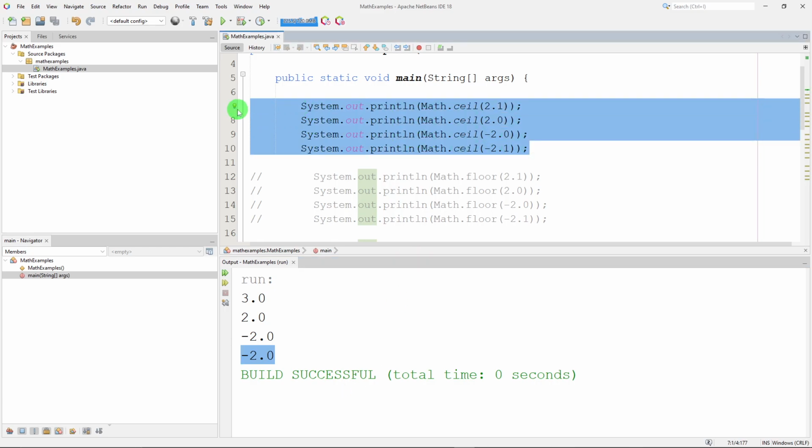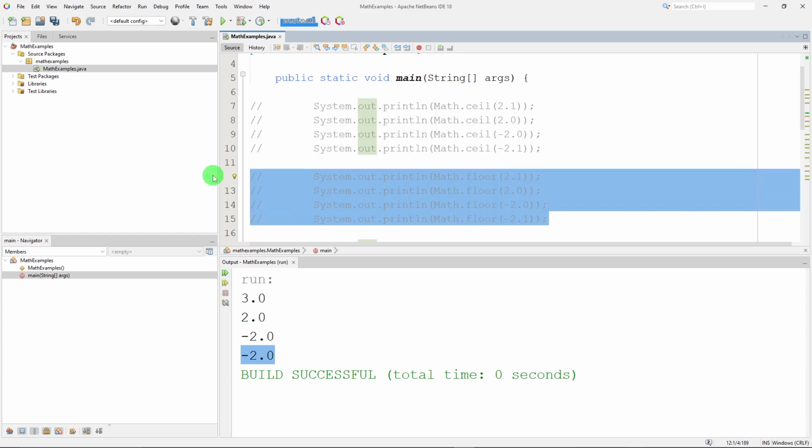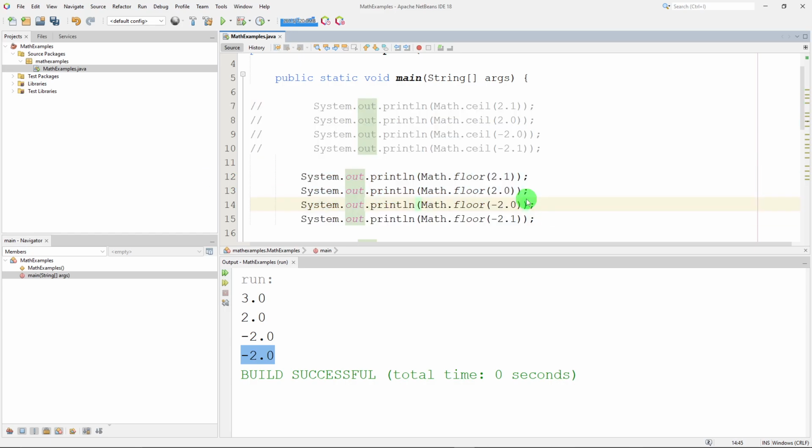So if ceiling always moves to the right on the number line, up the number line, Math.floor does just the opposite. It moves down the number line to the left. So it's always moving towards the smaller direction on the number line. It's always moving more negative. So 2.1 is going to come down to 2.